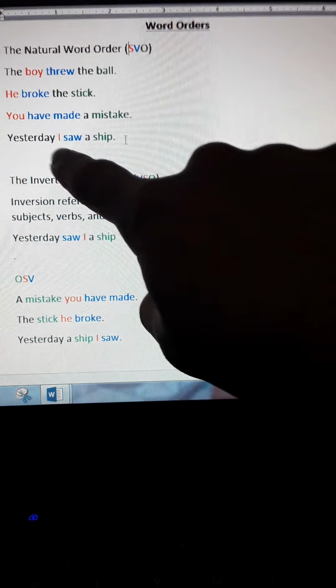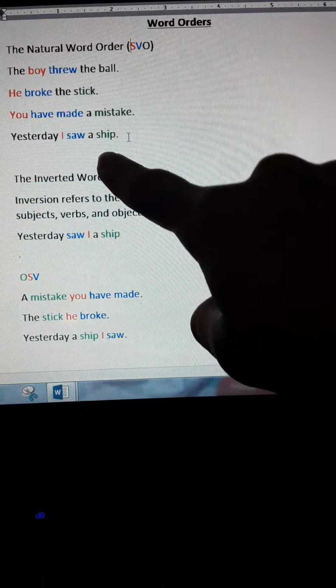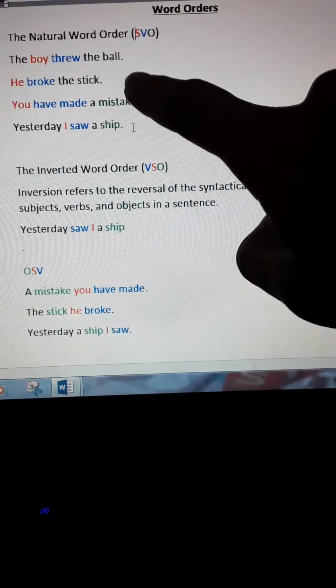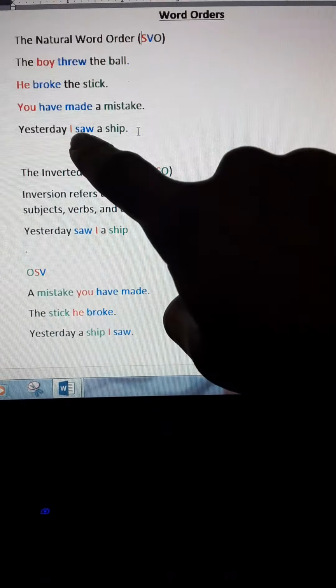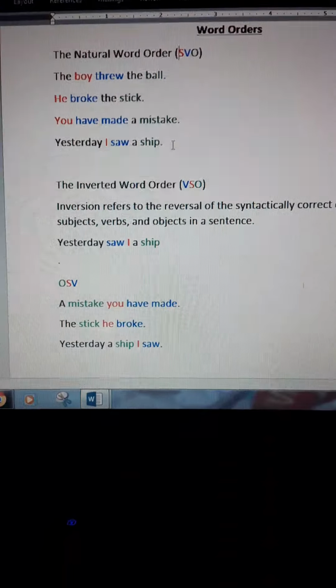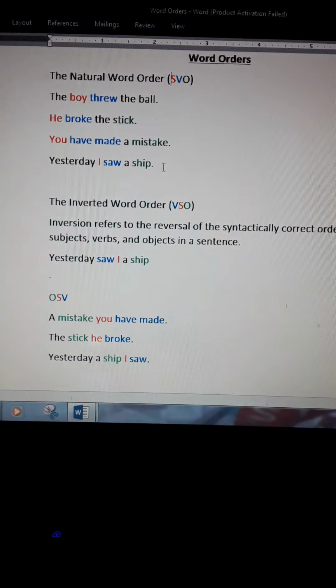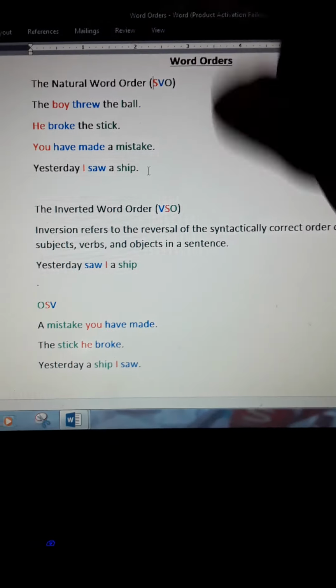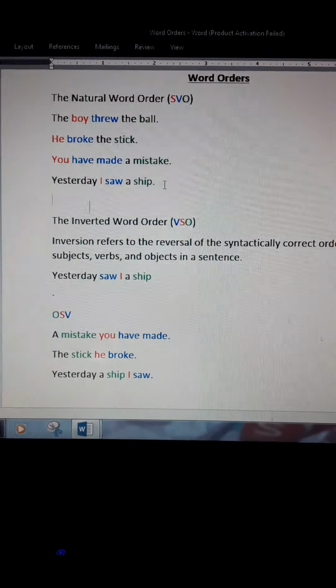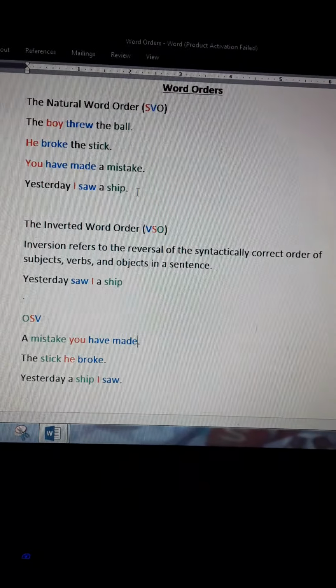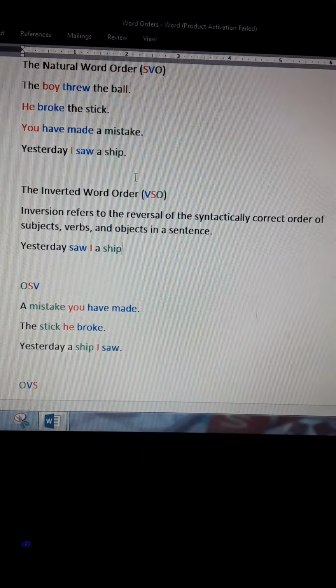And yesterday I saw a ship. What did I see? A ship. So we have ship as the receiver of the action verb saw. So we have this natural order, the subject, the verb, the object. That is the order that we grew up learning. So we call that the natural pattern. It's the most common one.